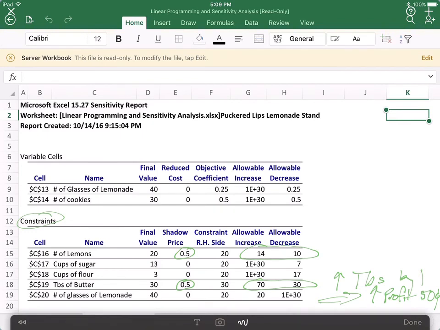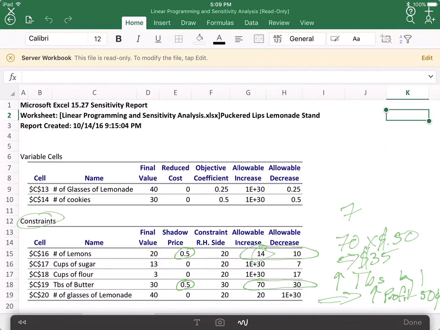Now, that doesn't mean that the optimal solution will be the same. It actually changes the optimal solution, but the shadow price remains the same within this range. So we could increase up to 70 tablespoons of butter and increase our profit 70 times 50 cents. So $35, we could get a $35 increase just by increasing our tablespoons of butter by another 70 units. And same thing here with lemons. If we had 14 more lemons, for each additional lemon we would make 50 cents more. So we could make another $7 just by increasing the number of lemons that we have.